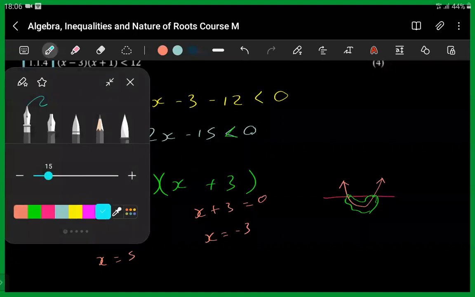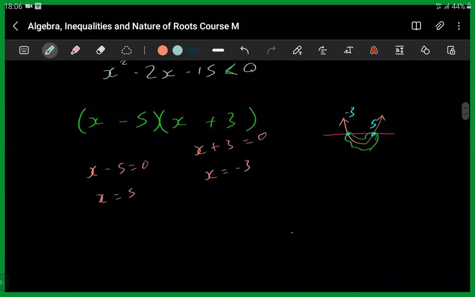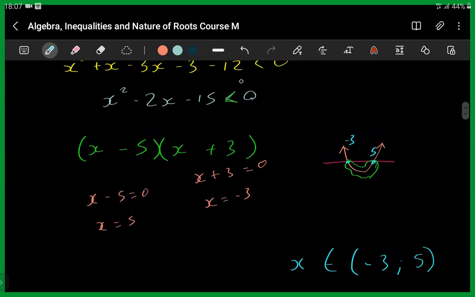Yeah, here now you would have positive 5 here. And here on the left side, you'd have minus 3, you see. So your answer, you'd have to say your x value is between negative 3 and 5. So you can actually say something like x is an element of negative 3 up until positive 5 with round brackets, because this is just saying smaller than 0 and not smaller or equal to 0.